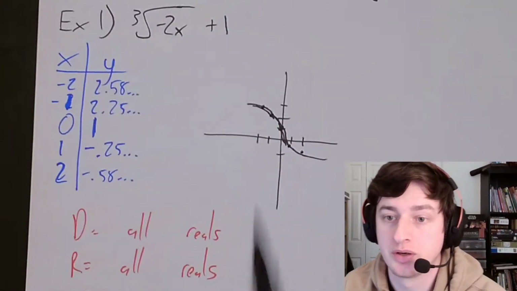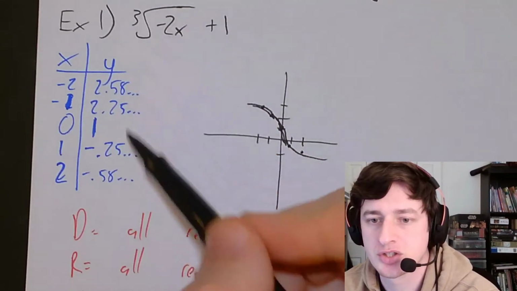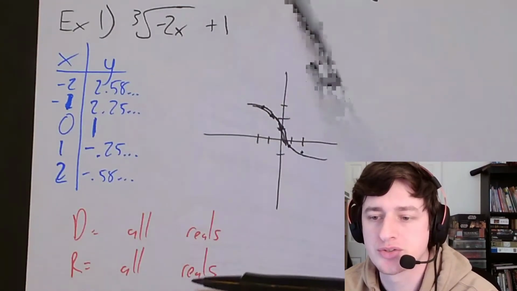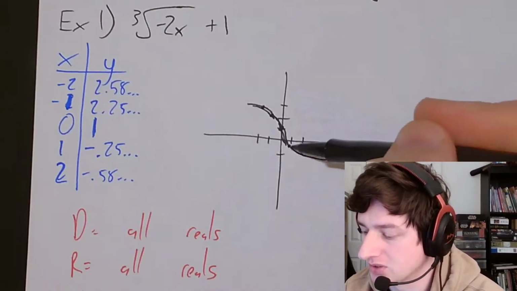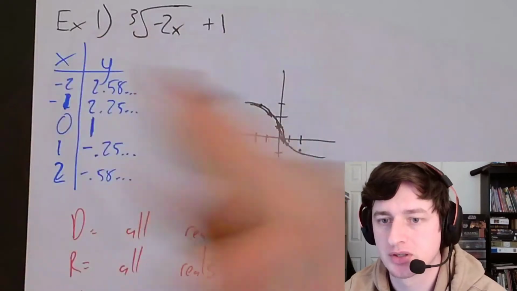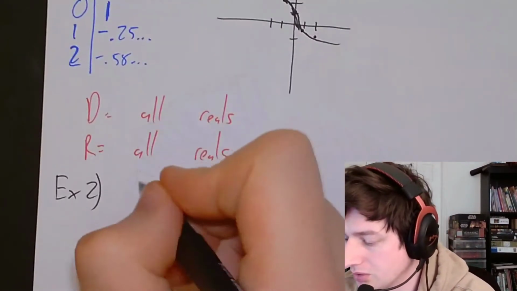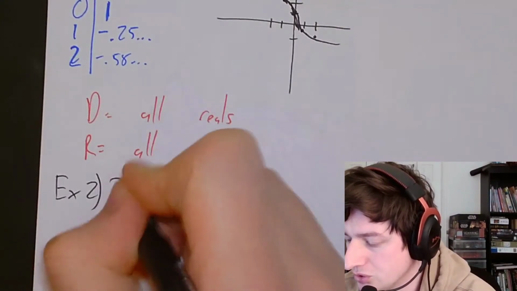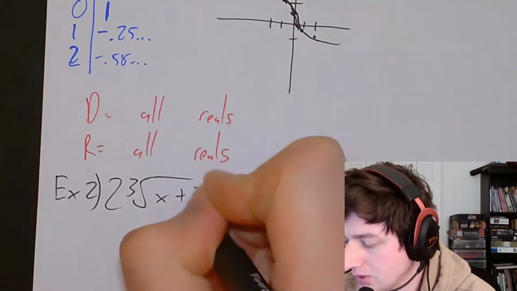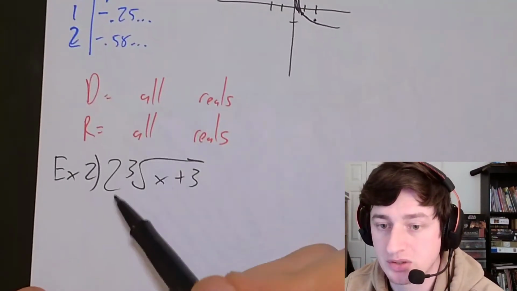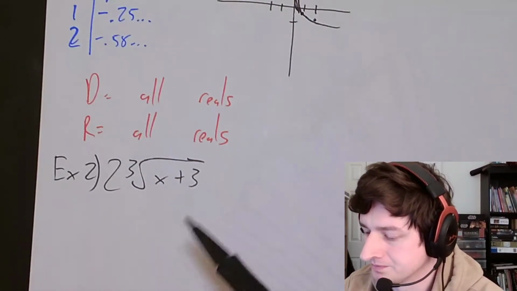Okay, let's do another one where instead of adding or subtracting outside, we're going to add inside here, because it's going to change how we do this. The previous one shifted the curve up and also reflected it because there's a negative, but this is going to shift it left and right. So we're going to do 2 times the cube root of x plus 3. Now this might look confusing, but it's 2 times the cube root. X plus 3 is inside.